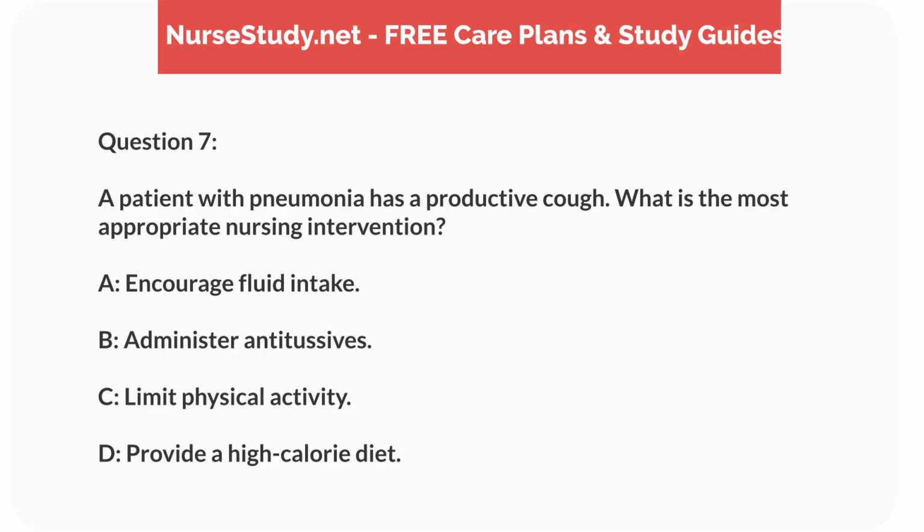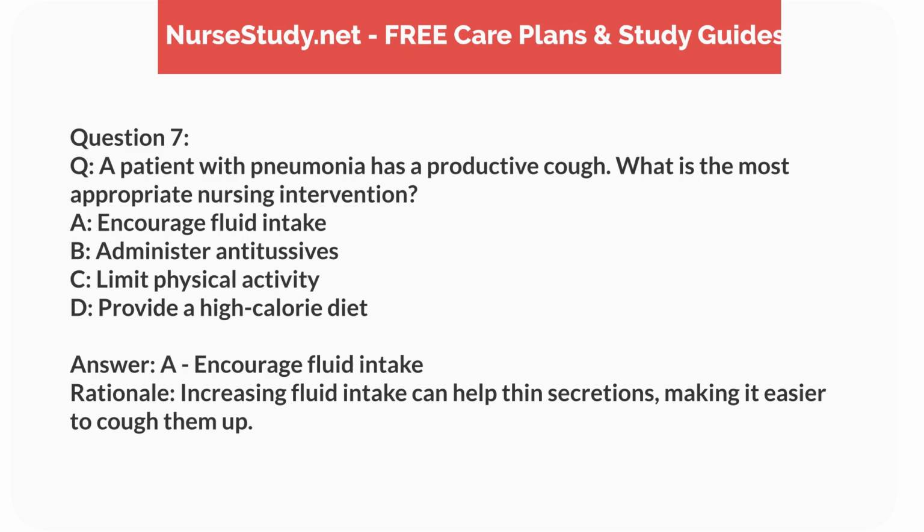Question 7. A patient with pneumonia has a productive cough. What is the most appropriate nursing intervention? A. Encourage fluid intake. B. Administer antitussives. C. Limit physical activity. D. Provide a high-calorie diet. Answer: A. Encourage fluid intake. Rationale: increasing fluid intake can help thin secretions, making it easier to cough them up.